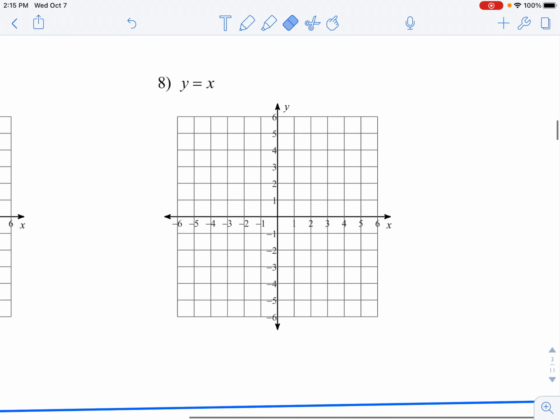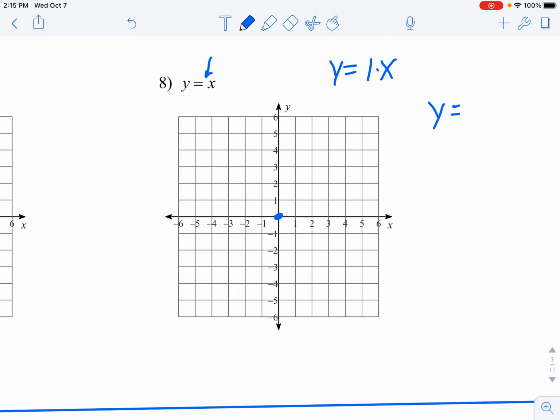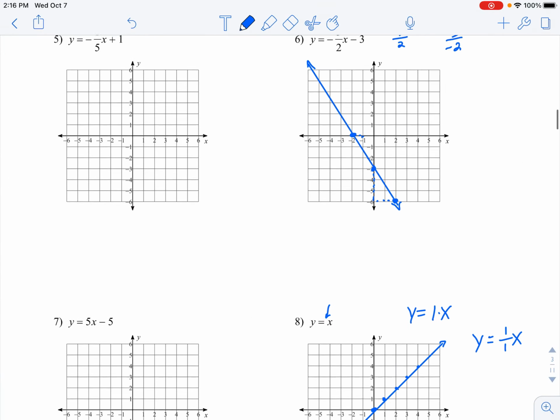Let's do number 8. Okay, now number 8, there is no y-intercept. So what's the starting point? Well, there's a number for not having a number, and that number is 0. Now we need a slope. Well, there's no slope there either. Well, y equals x is the same thing as y equals 1 times x. And if you're looking for a fraction, rise over run, 1 is 1 over 1. So from this dot, we can go up 1 over 1. In fact, you can go up 1 over 1 again and again and again, and then you get this slanted line right here.